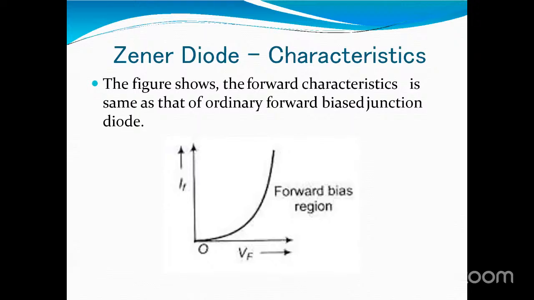So, the VI characteristics. In forward bias, it is the same as that of an ordinary diode. If the voltage increases, the current also increases.